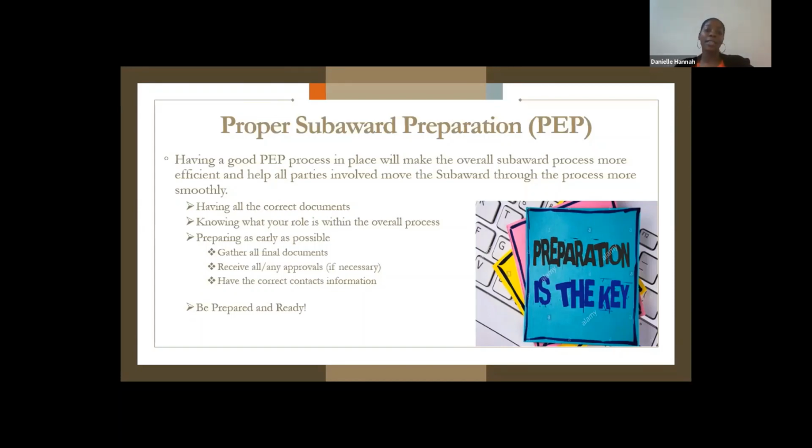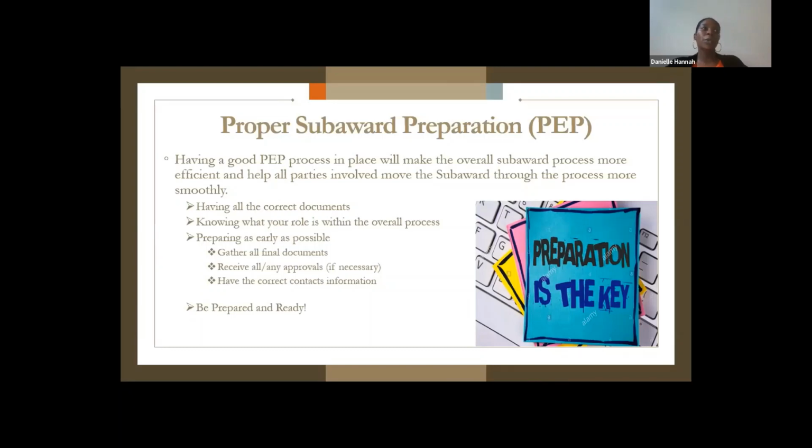Now, at this point, we're at the time of the award. So once we get the award, we want to make sure we have all the final documents. If there's anything that has changed, we want to make sure we have that information for the subs and we're ready to move forward. Receiving any approvals if there's some that we needed, if there's IRB, if we need to get additional approval from the sponsor, we want to make sure we have all of that as it relates to the subawards in the award. Have the correct contact information, the subaward contact information.